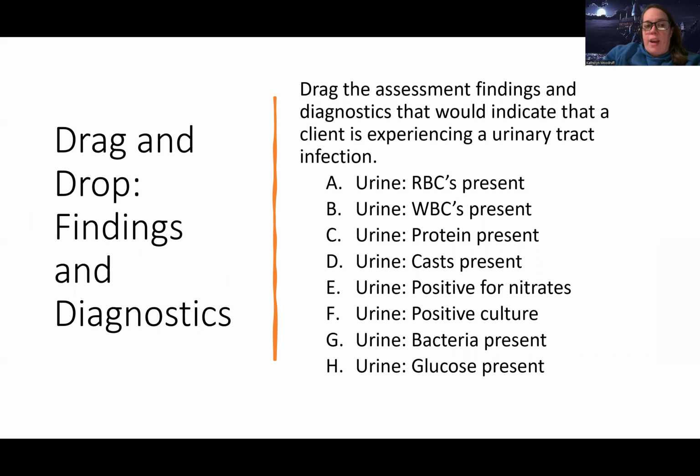So let's do a drag and drop of the assessment findings that would indicate a client is experiencing a urinary tract infection. So we're just looking for what we would find in their urine that would tell me that they're having a urinary tract infection. It doesn't tell me whether it's lower or higher, so these could be for either. So let's see. The first one is red blood cells present. So pretty much saying, would I expect blood in the urine?